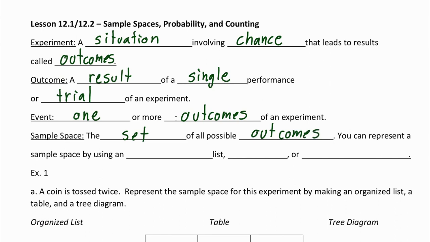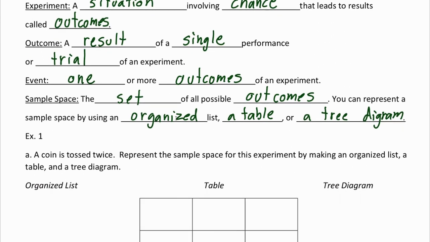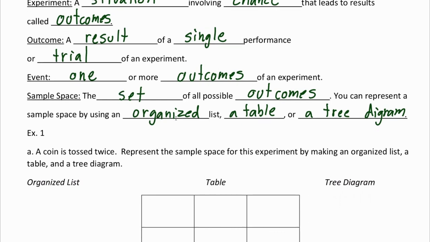We can represent a sample space in a couple of different ways. We can use an organized list. We can use a table. Or we can use a tree diagram. If we're talking about a coin that is tossed twice, we want to represent the sample space, so all possible outcomes for this experiment, by making an organized list, a table, and a tree diagram.